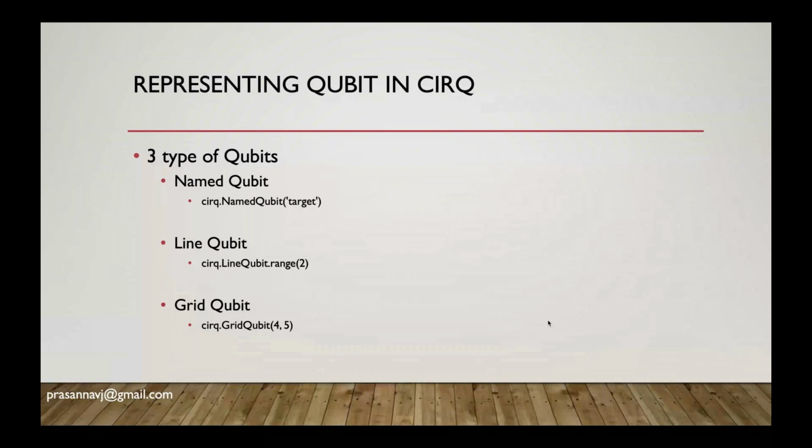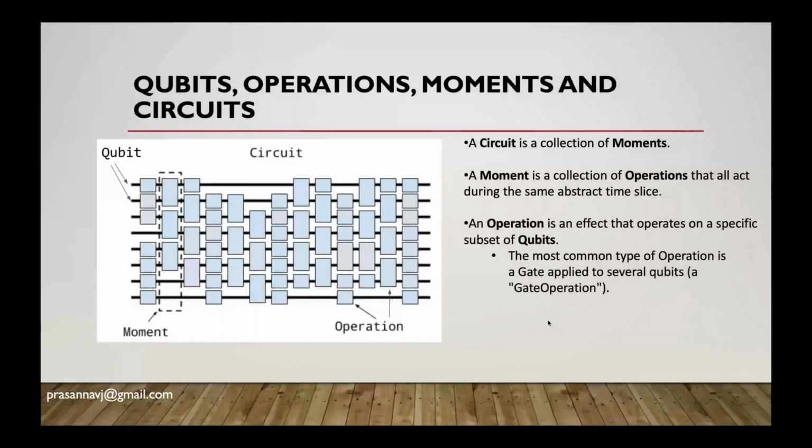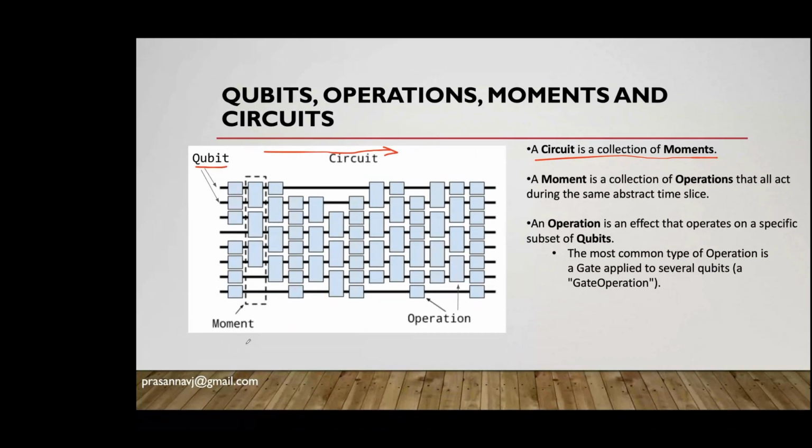The next important thing is circuits. A circuit is a collection of moments. Let's first see what a moment is. Let's say you have this qubit. We are going to go from left to right. The whole thing that you are seeing is called a circuit, and the circuit has individual moments. You can compare individual moments with the individual steps that your qubit goes through.